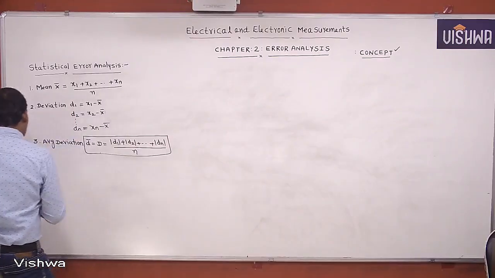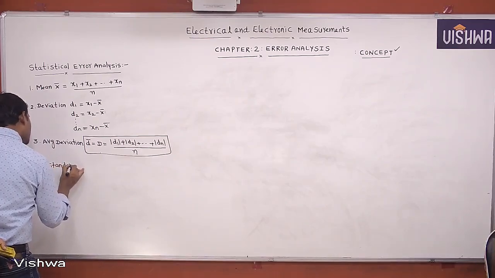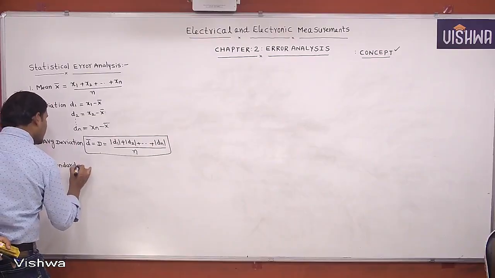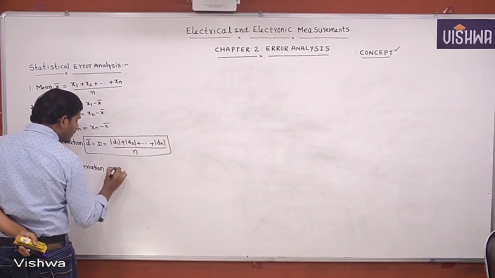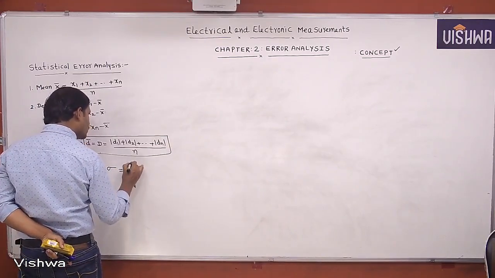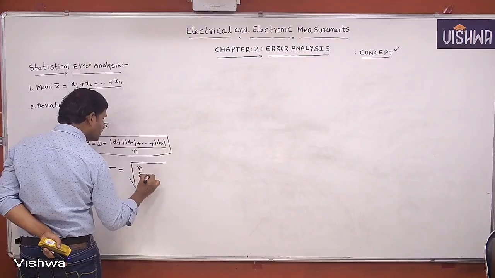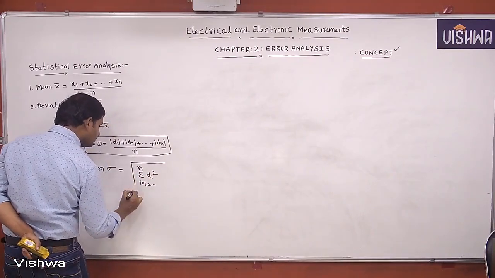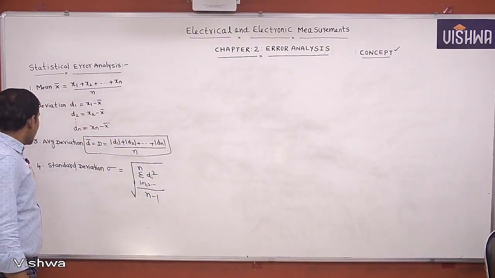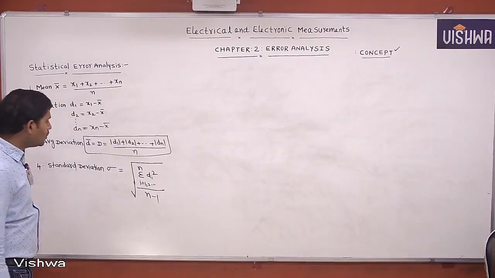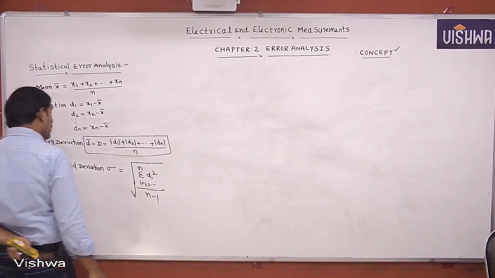Okay, next. You write what is the standard deviation? Standard deviation. These formulas you list out to solve any problem. Okay, standard deviation. The standard deviation sigma equal to, you write like this, square root of summation i equal to 1 to n di square by n minus 1. Standard deviation sigma equal to square root of summation i equal to 1 to n di square by n minus 1. It's clear?